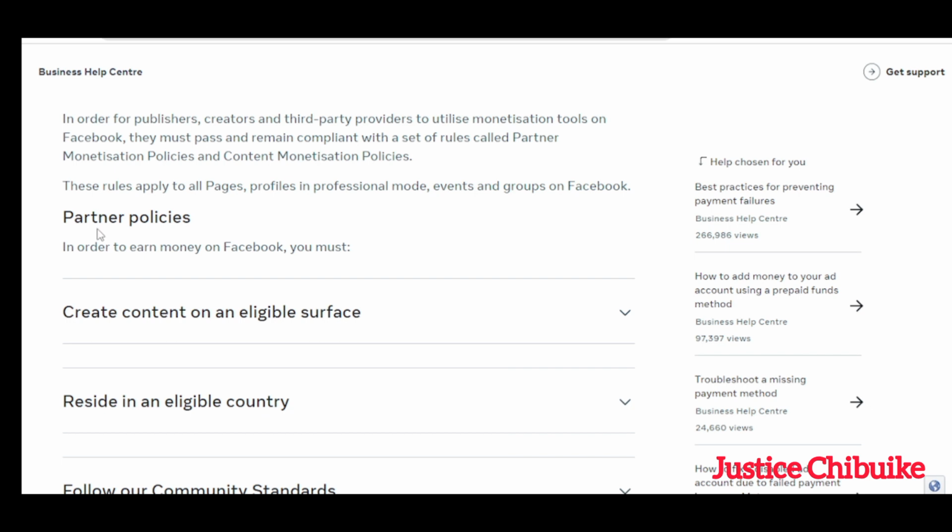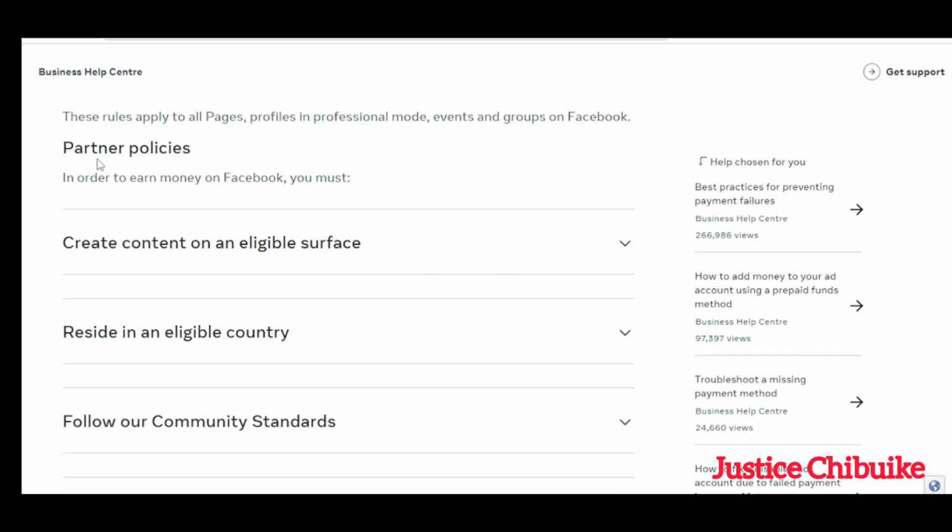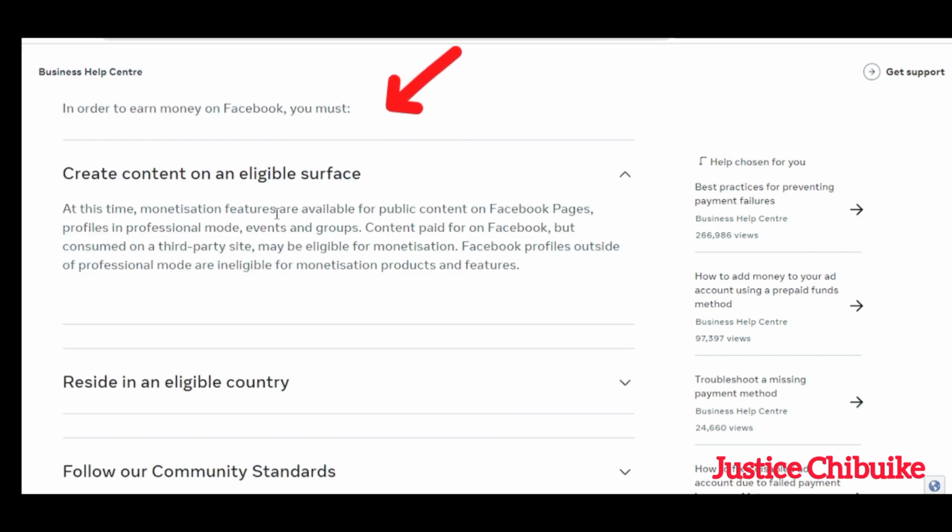So these are the partner policies. Facebook is now telling you to follow these policies. If you are able to understand these policies, know what they are and follow them, then you are 100% sure that you are going to stay off any form of monetization issue. So the first is create content on an eligible surface.